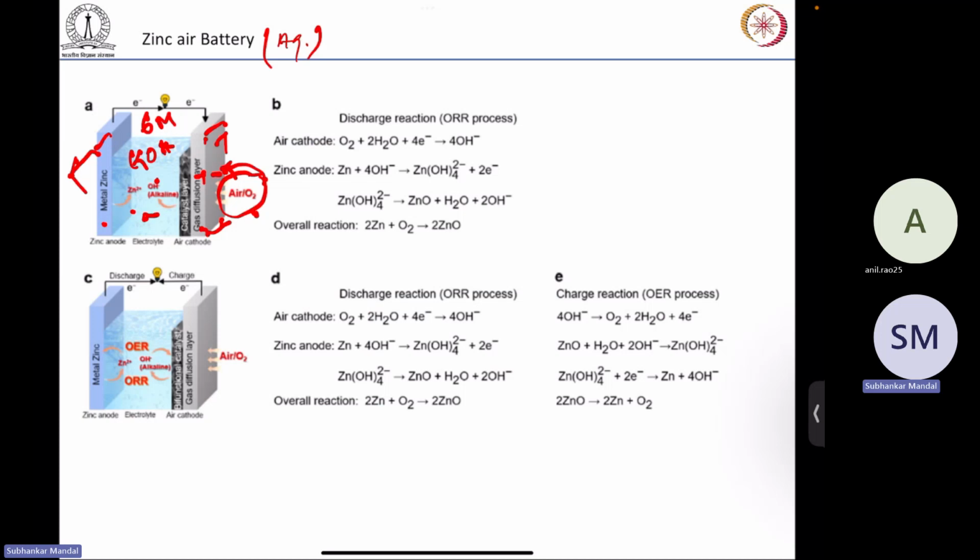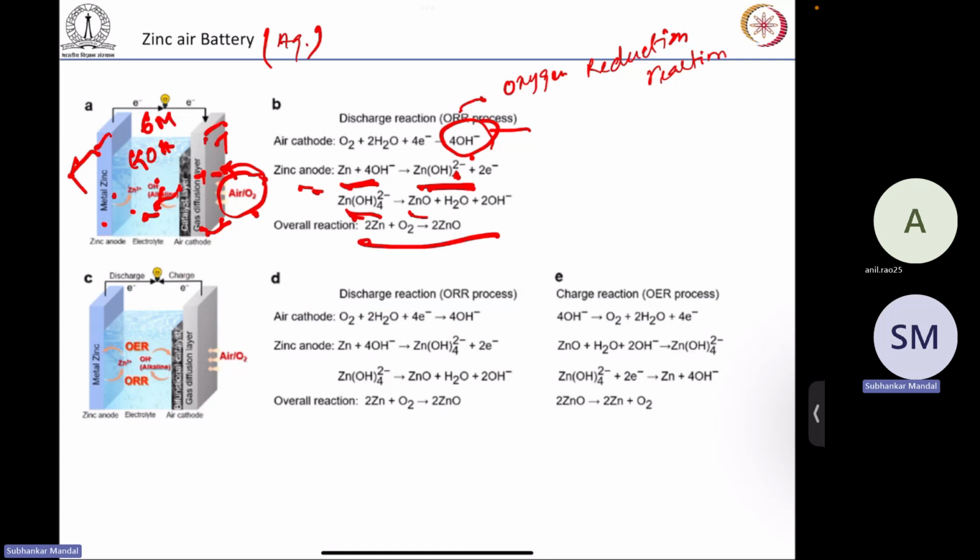So what happens? During discharge, ORR happens. ORR means oxygen reduction reaction. On the cathode side, O2 reduces to OH minus, which forms and goes to the electrolyte. The zinc anode is there, so it reacts with the zinc and zinc hydroxide forms, and this zinc hydroxide further converts to zinc oxide, and that is the overall reaction. So this is the discharge reaction process.